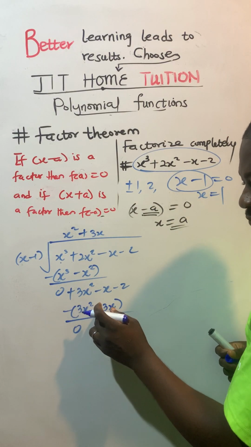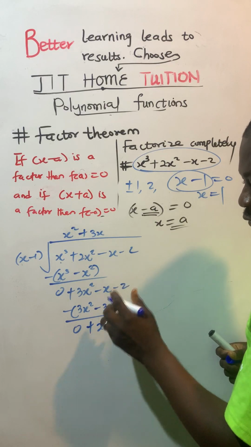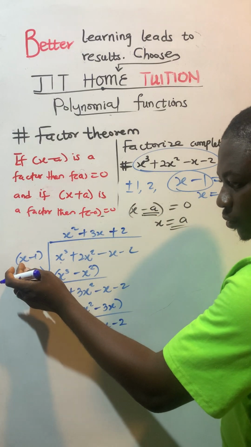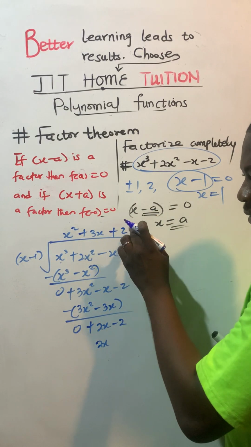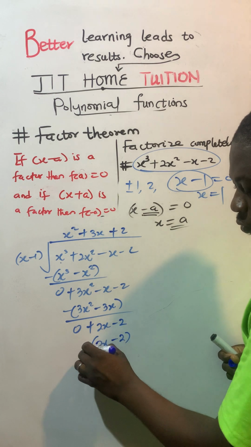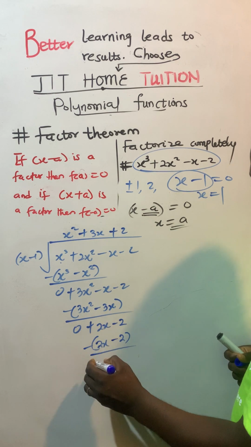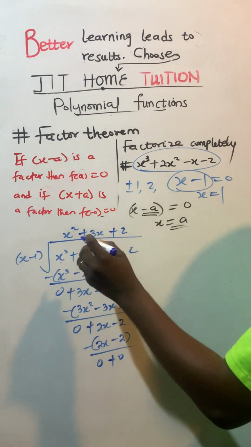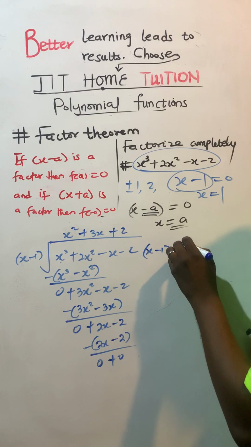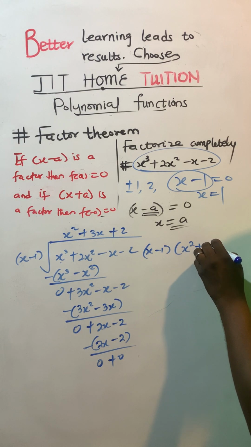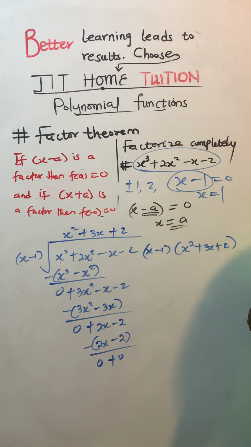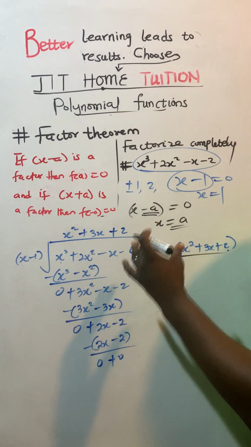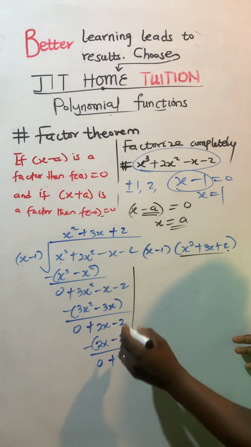This negative, positive plus this, giving you plus 2x. Then you bring down your negative 2. The same thing will divide, giving you plus 2. Then you multiply, giving you 2x and neg 2. You subtract: negative plus this, that is 0, and negative, positive plus this, that's also 0. Meaning that you now have x minus 1 times x squared plus 3x plus 2. But you've not factorized it completely. What you're having here is a quadratic expression, so you need to break that one down also.